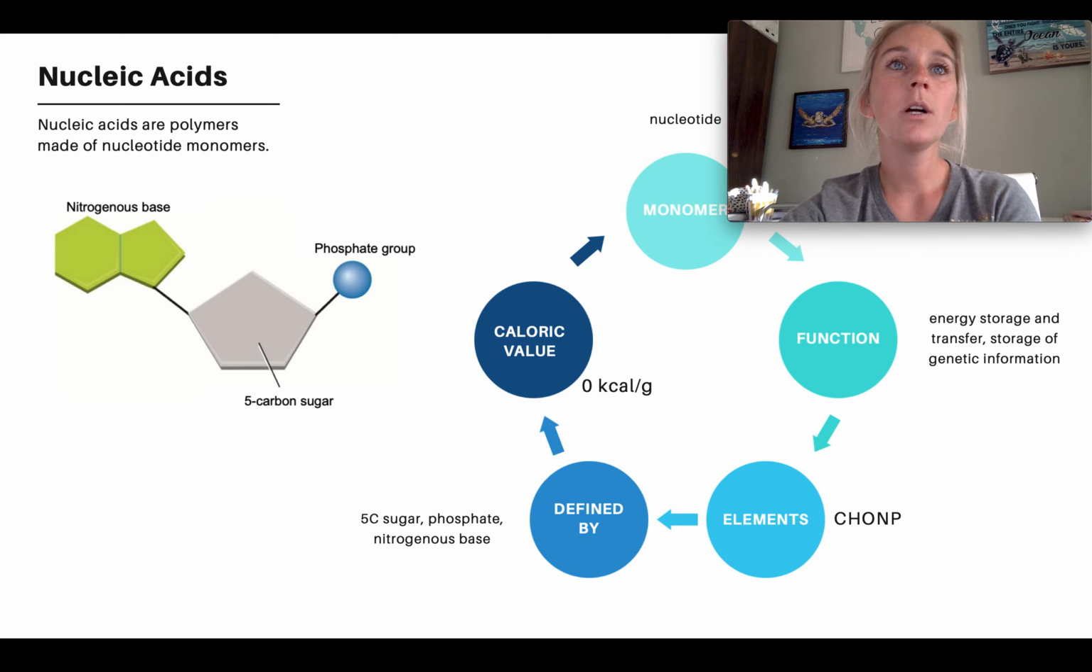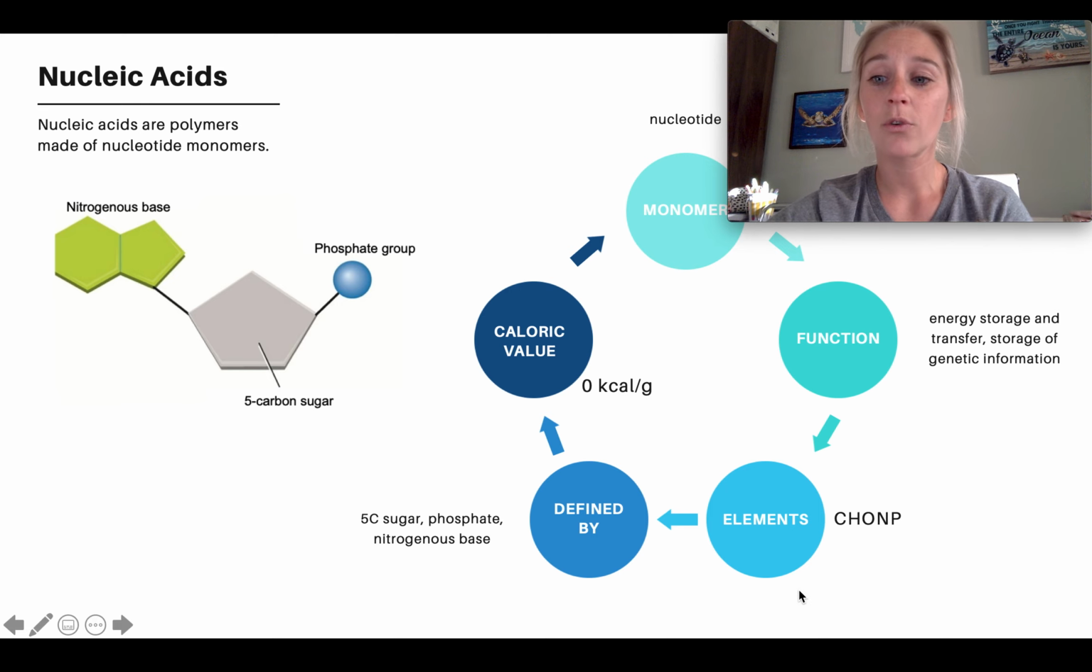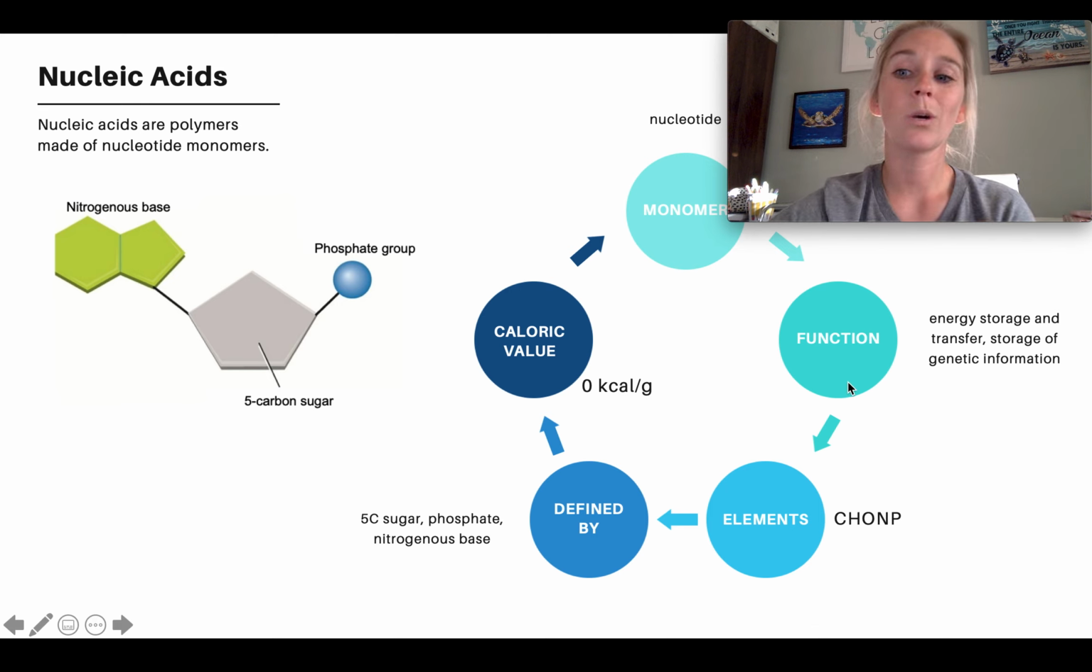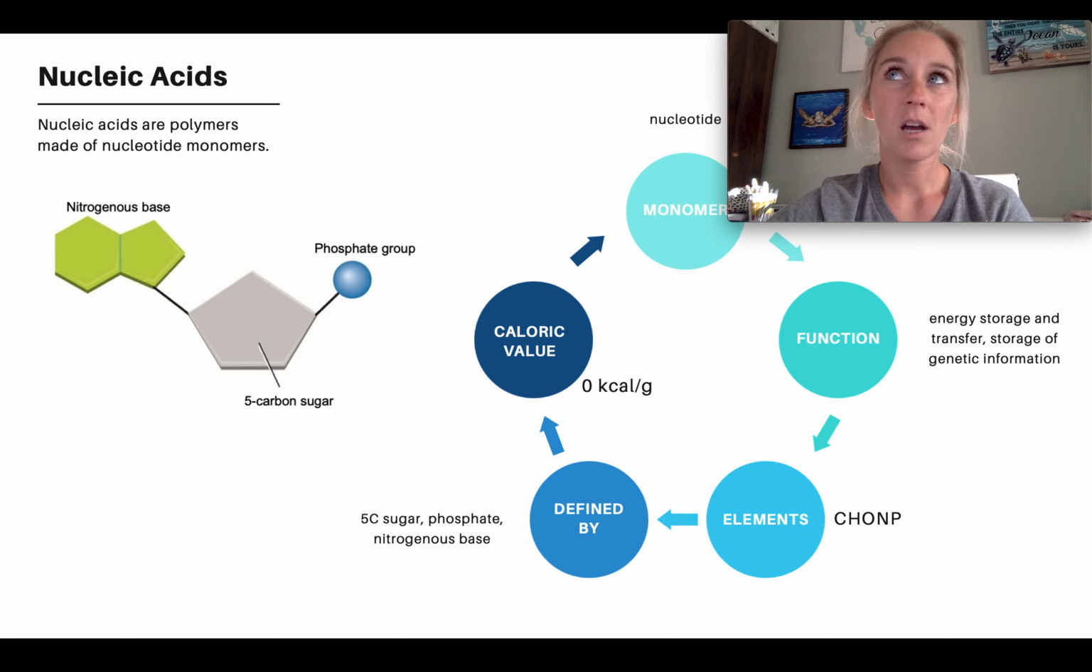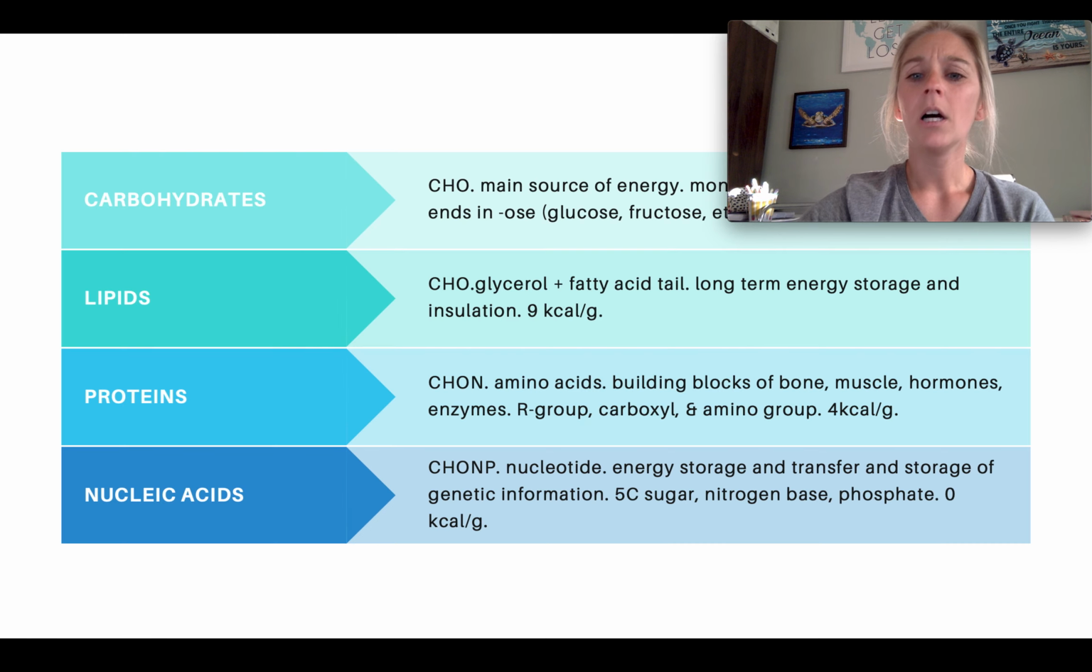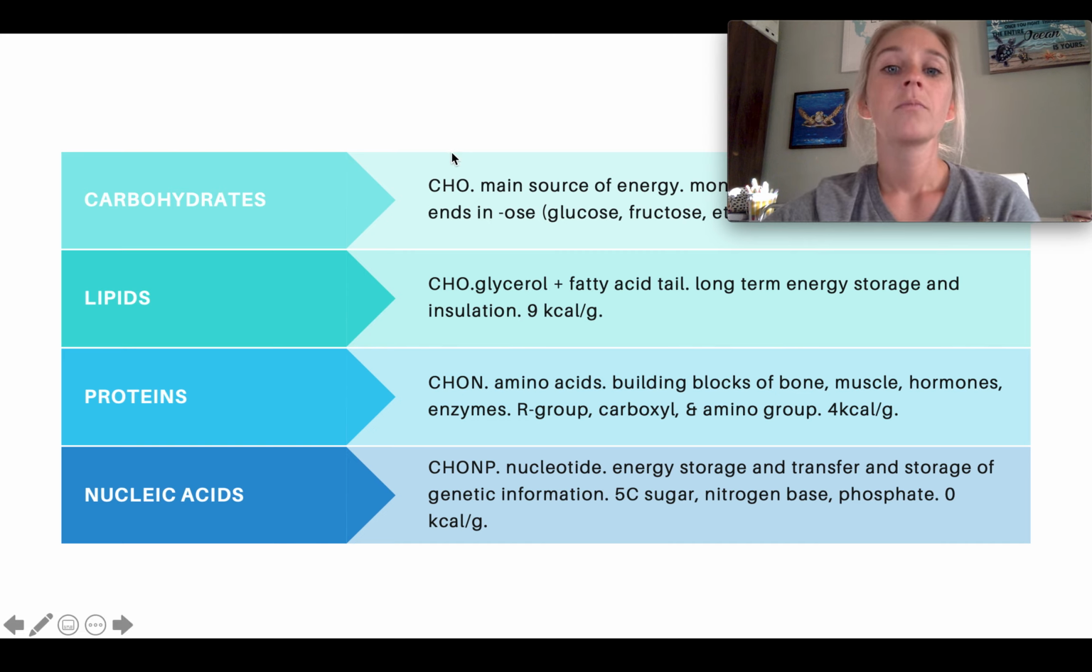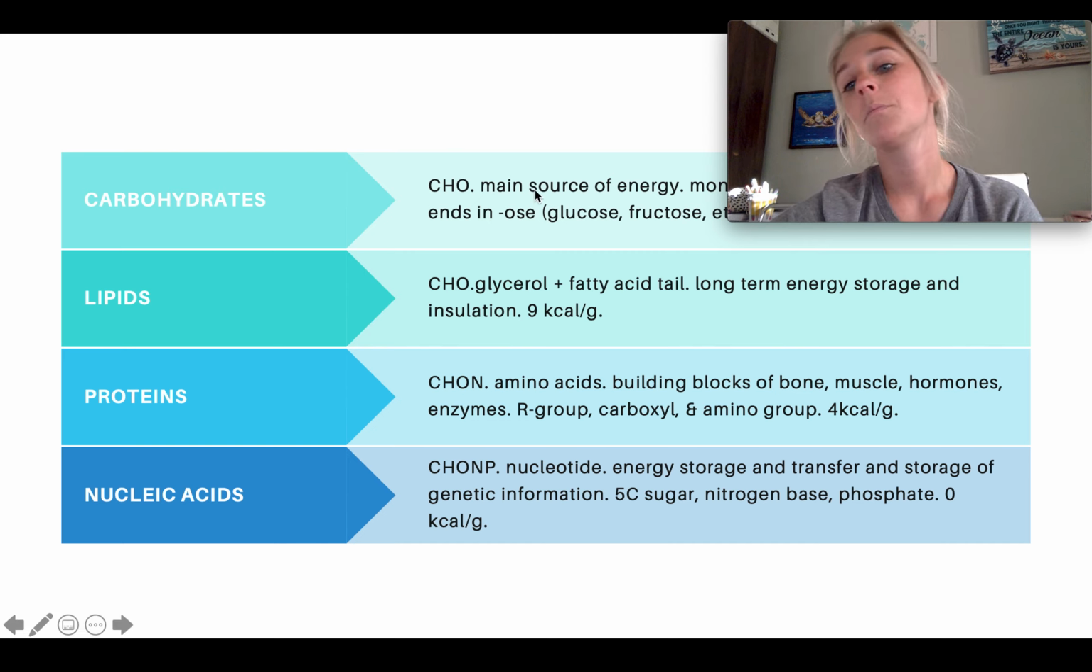The last macro is a nucleic acid. These are made of nucleotides. They are used for energy storage. They store and transfer genetic information. They're made up of carbon, hydrogen, oxygen, nitrogen, and phosphorus. Their shape is a 5-carbon sugar, nitrogen base, and a phosphate group. They don't provide any energy. These are going to be things like DNA and RNA, your genetic information. Here's a quick overview: elements, monomer, job, energy.